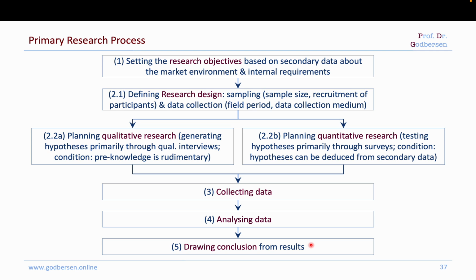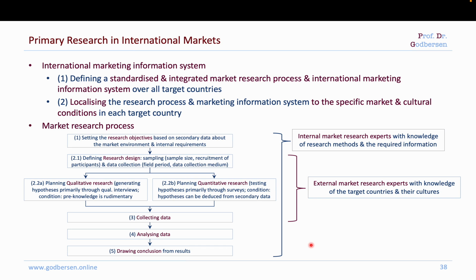So, this research process in international markets. What we want to do is have two major phases. Firstly, we want to define our market research process. Ideally, we want to have an international marketing information system. And this process or information system should be rather standardized over all countries that we're targeting across the globe, so that we can compare the data and have a good understanding of what is going on before we enter a market, and afterwards when we're operating there, to see how markets develop.